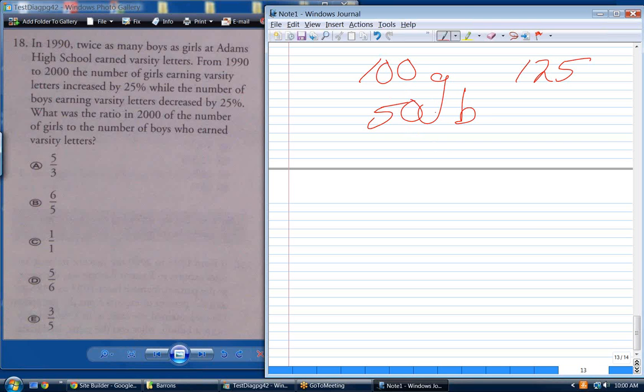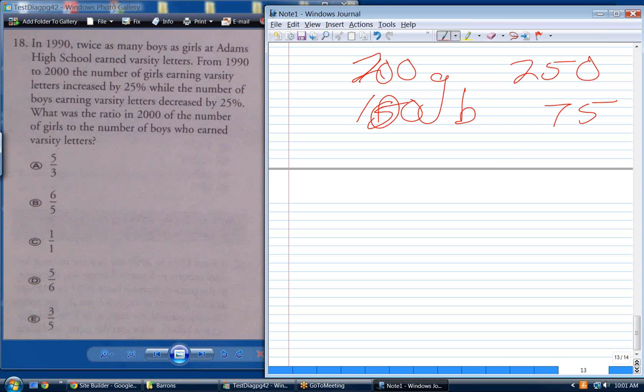Okay, this is an excellent example of sometimes you pick numbers that don't lend themselves to the figures they're giving you. Right, and this one doesn't. Exactly. So how do we solve that? Let's go back and pick numbers that we can multiply by 25%, and 25% would be a whole number. So how about we do 200 girls and 100 boys? Okay. And now the girls go up to 250, and the boys go down to 75.